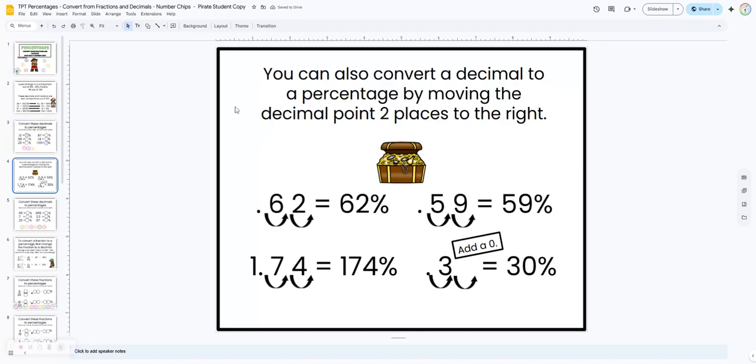Now one way to convert a decimal to a percentage is to move the decimal point 2 places to the right. So here we have 62 hundredths. If we move the decimal point 2 places to the right, we get 62%. Here we get 174%. And then here, if we have to move it 2 places to the right, but there's no number here, we just have to add a 0. So this is 30%, not 3%.